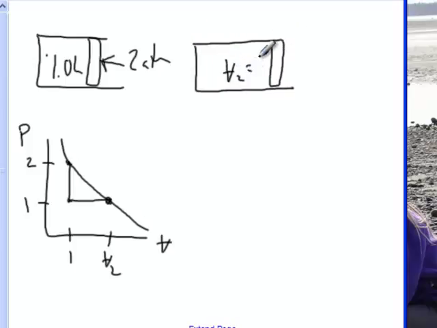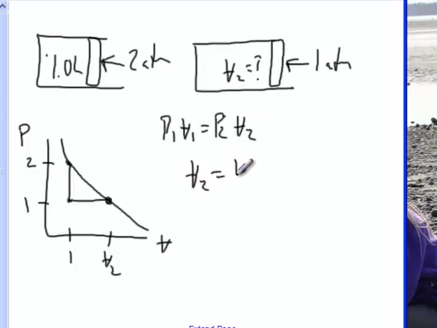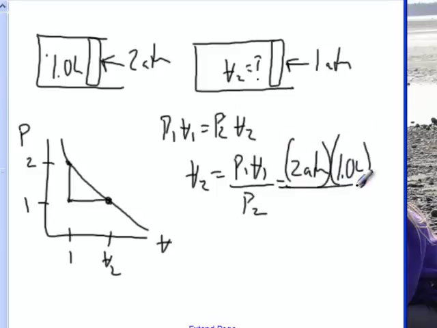The new volume, V2, whatever it is. I can figure that out because I now know the new pressure is 1 atmosphere. So Boyle's law says P1V1 is P2 times V2. So that means my second volume will be P1 times V1 divided by P2. And our first pressure was 2 atmospheres. And our first volume was 1 liter. And our second pressure was 1 atmosphere. So that means my second volume is equal to 2 times 1 divided by 1. It's just equal to 2 liters.